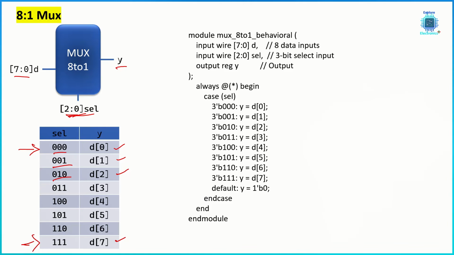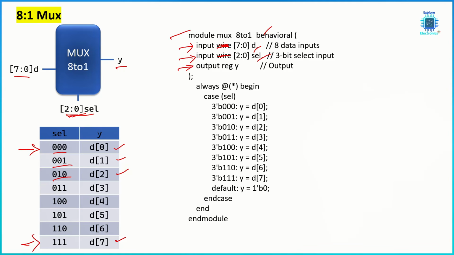So to handle these different cases of select line and input values, we can use a case statement easily. What does the case statement say? Before that, module mux 8:1 behavioral is the name of the module. Input wire [7:0] D, input wire [2:0] select. Here we can write wire or we can neglect it. Why? Because by default, these input variables D and select are wires in Verilog.